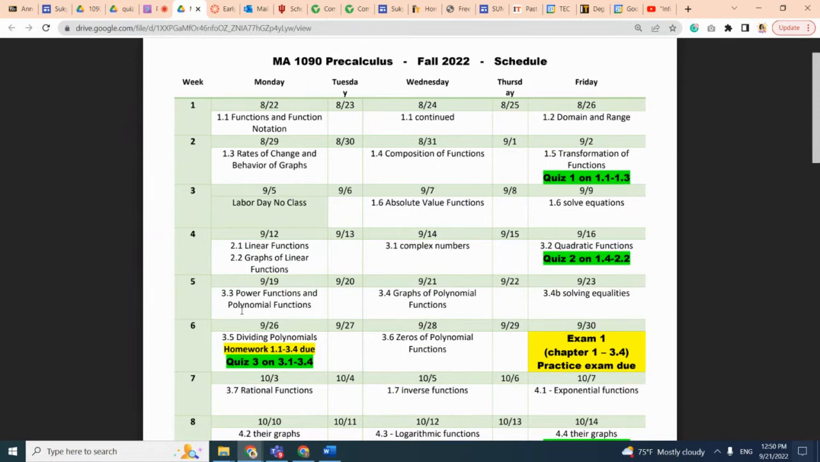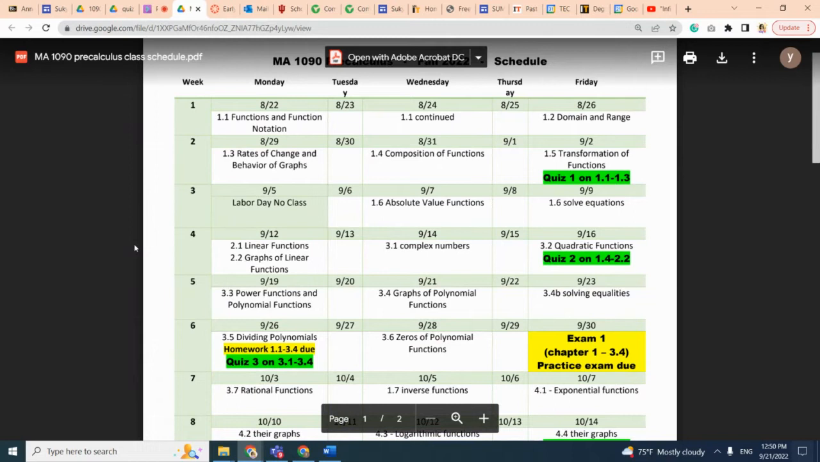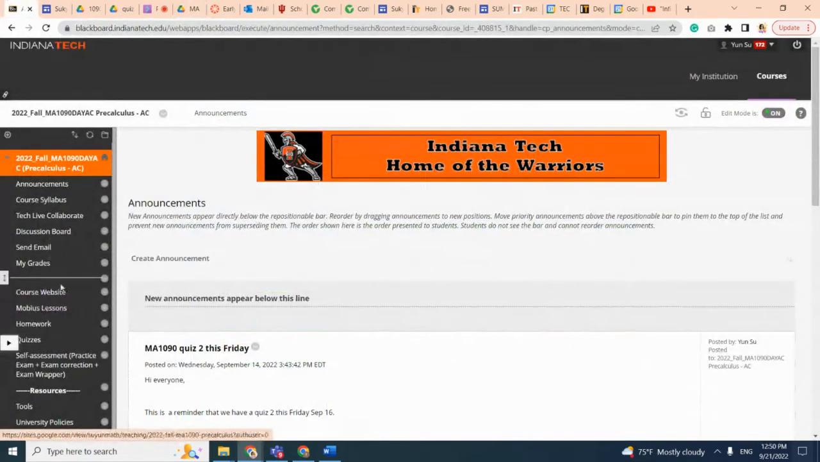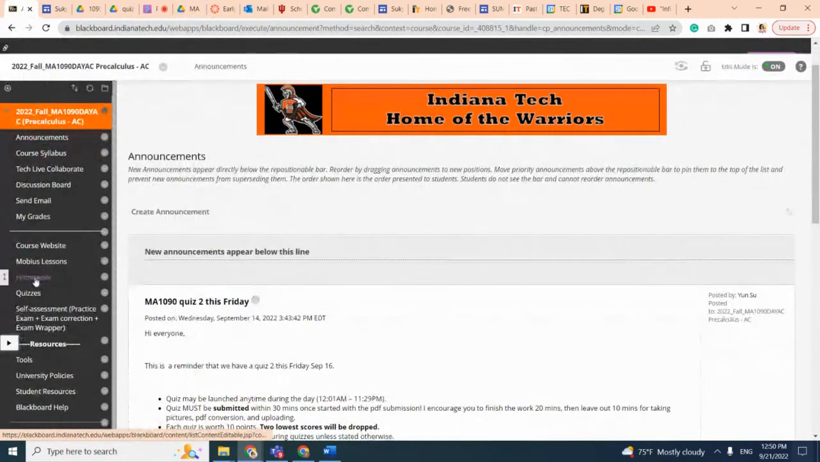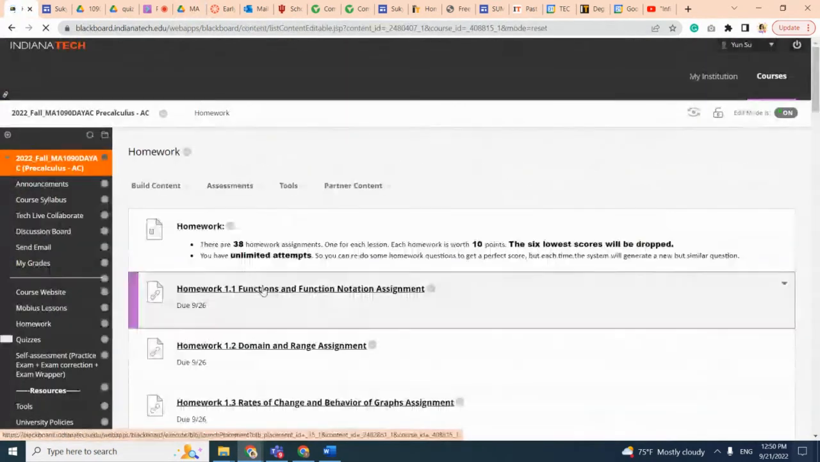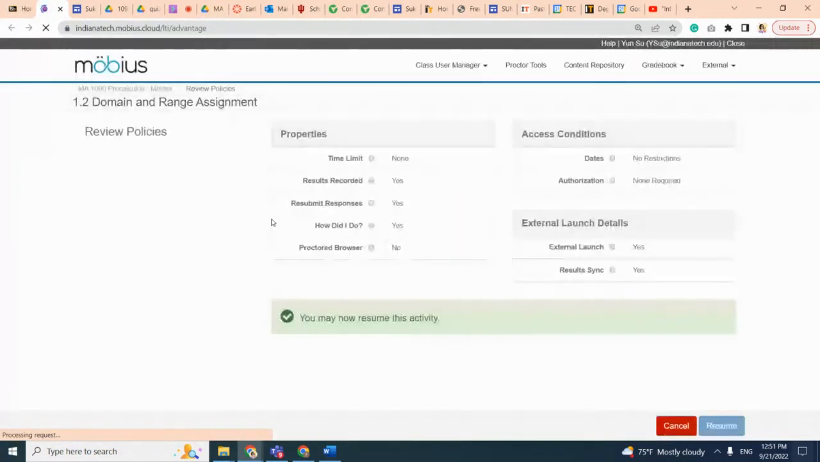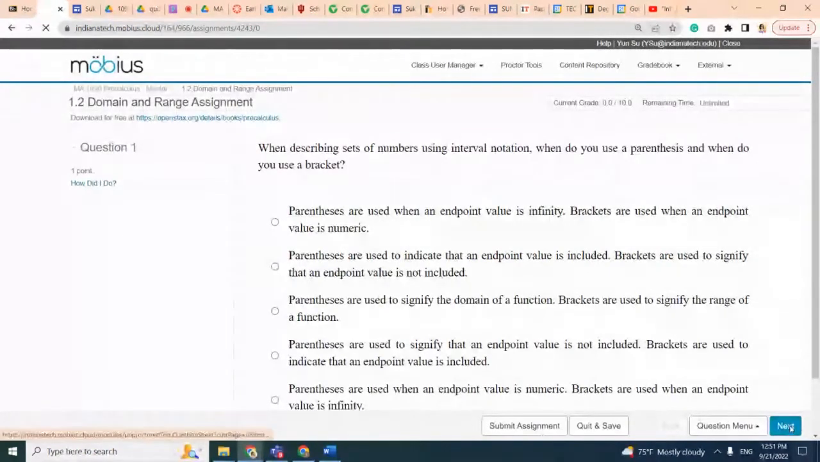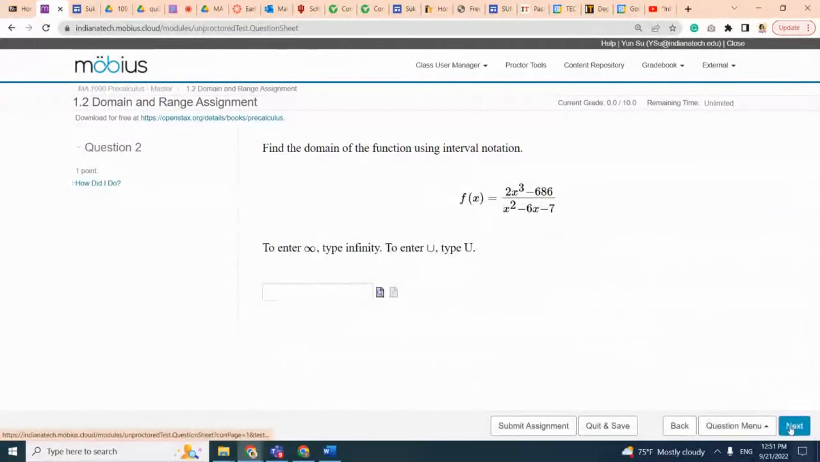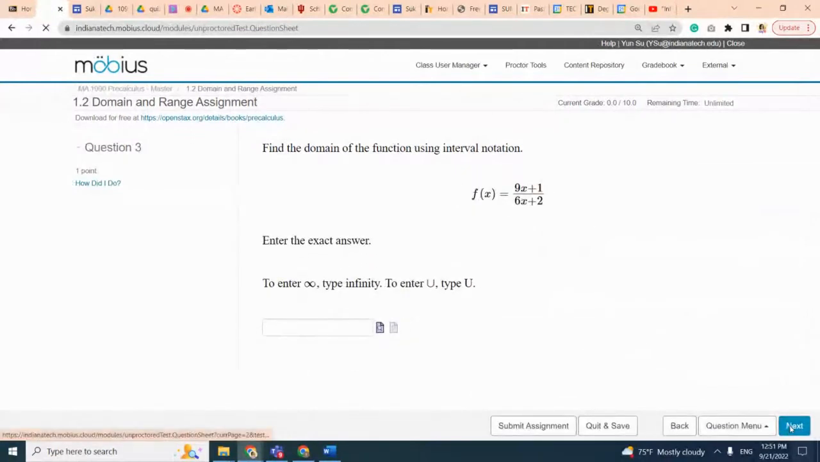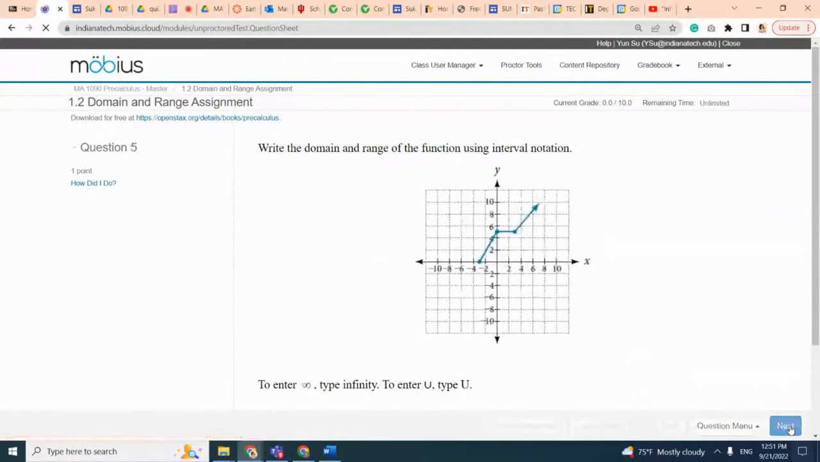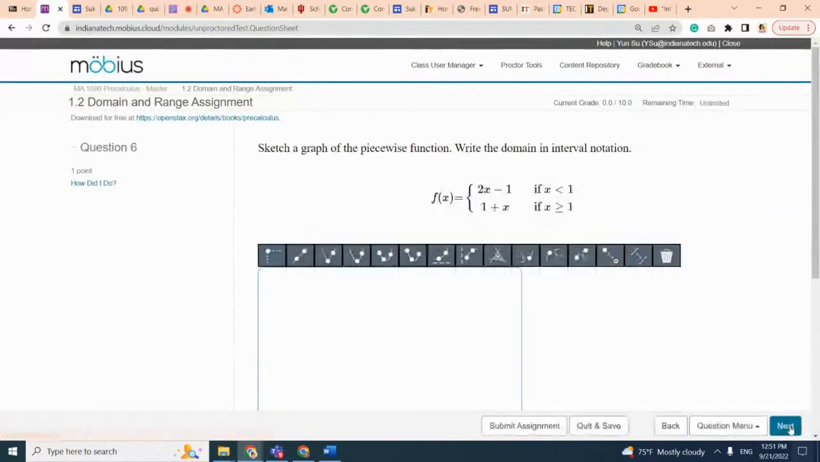For the homework, do you know that you can see the homework solution? Let me show you. When you click a homework, let's say I click any of the homework assignments, and then you click next. You finish your homework, and after you finish all the problems, when you hit submit, there is an option that says view details.